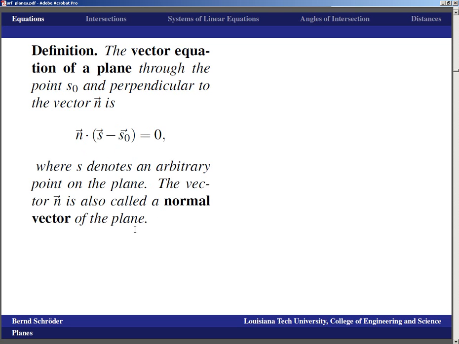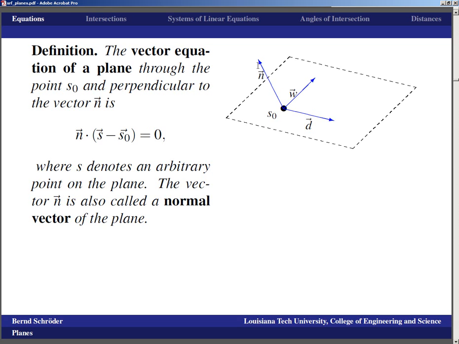The vector n is also called a normal vector of the plane, and if we're visualizing that, well, here's a point s0. Off of that point, we could say we've got directions d and w that are inside the plane, and that sort of defines the plane. d and w also serve here as vectors s minus s0, because w would be this point minus s0, and d would be this point minus s0.